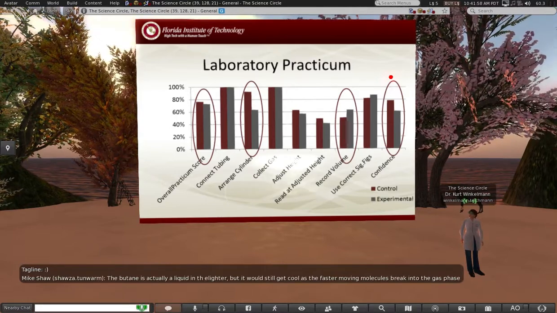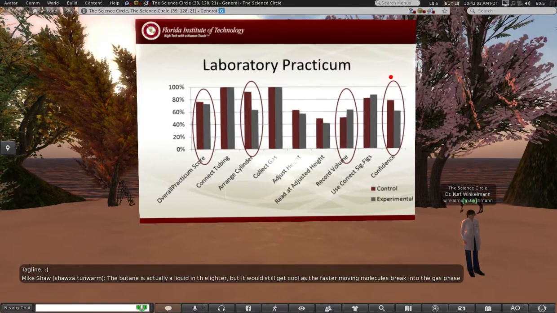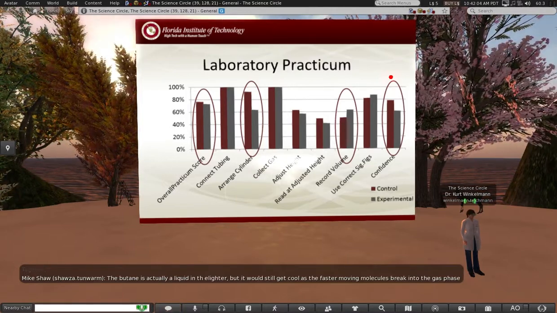We also asked them, how confident are you in your measurement? Do you think you did this correctly?